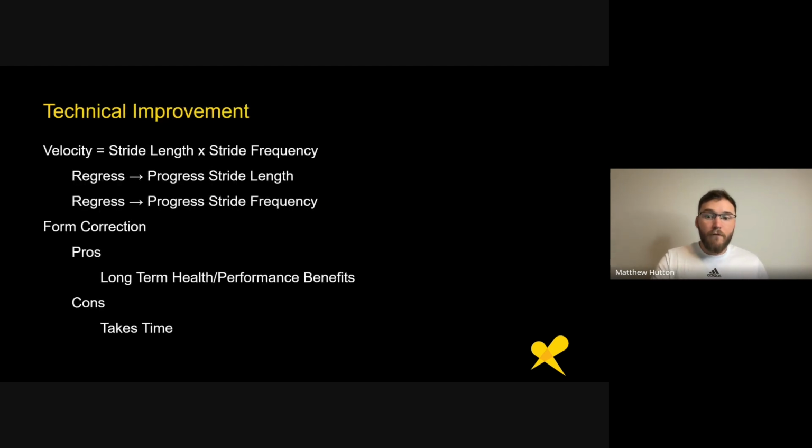Cool. So then it brings us to the technical improvement. Mathematically, there's really only a couple of things you can do to increase somebody's velocity. It's increasing stride length, or it's increasing stride frequency. And there's different ways that you can go about trying to increase stride length, for example.